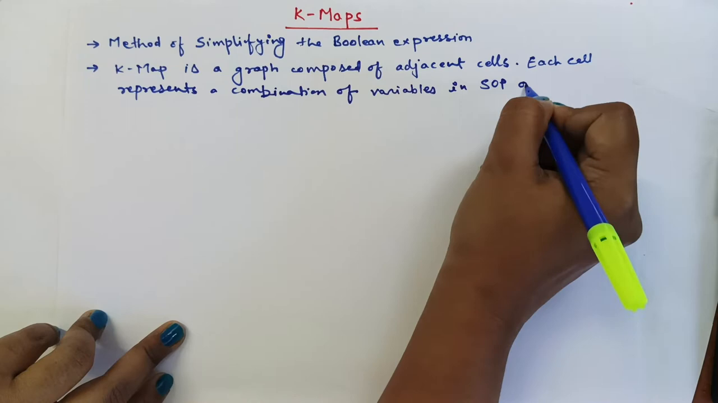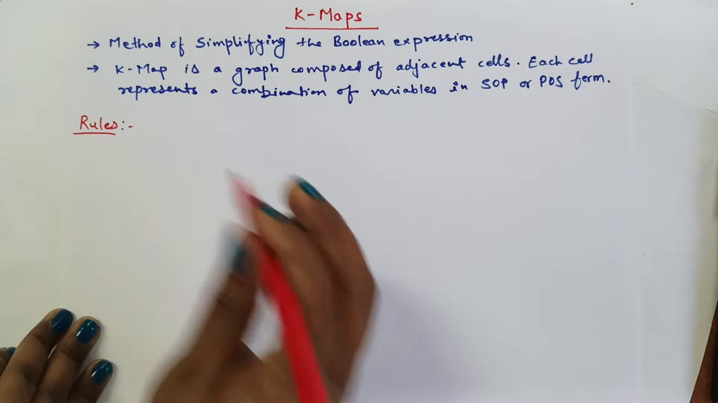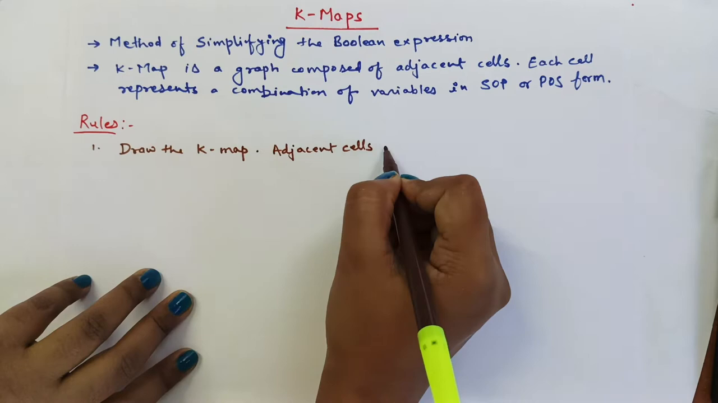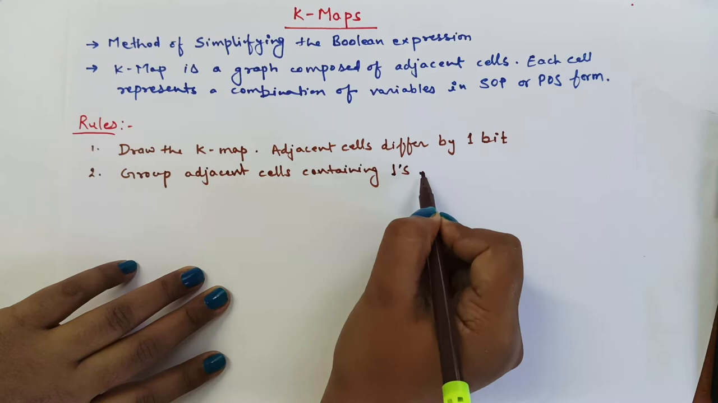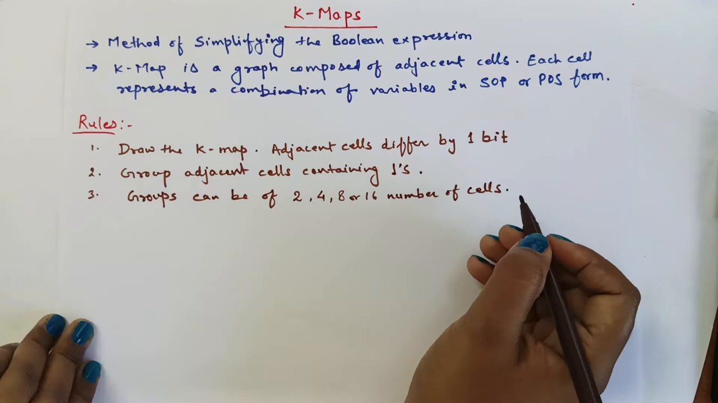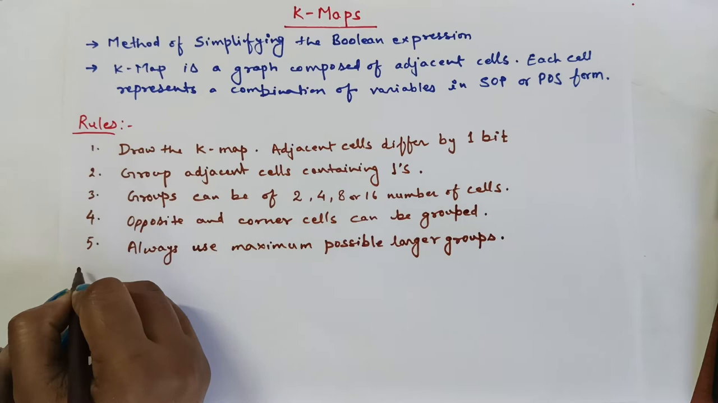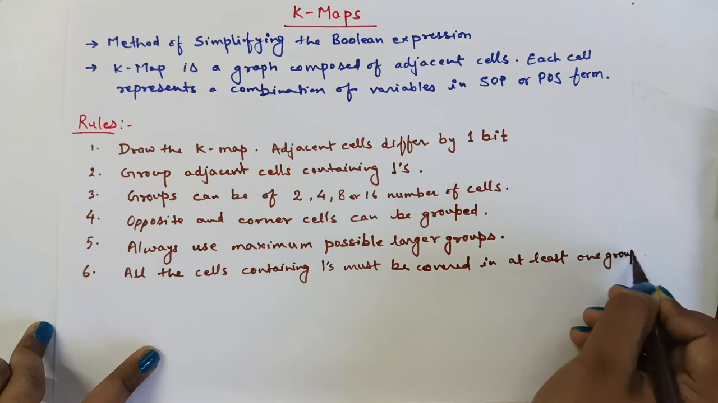Now we will see the rules required to solve K-map problems. First of all, we need to draw the K-maps. The adjacent cells in a K-map will differ by 1 bit. And then we do the grouping of adjacent cells containing 1s. These groups can be of 2, 4, 8 or 16 cells. Opposite and corner cells can be grouped. And we always use the maximum possible larger groups. All the cells containing 1 must be covered in at least 1 group.